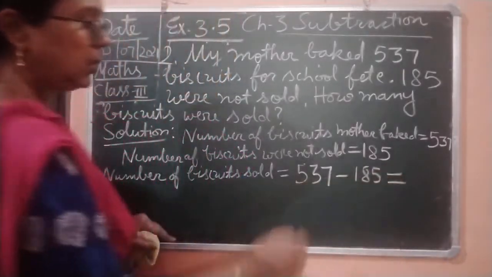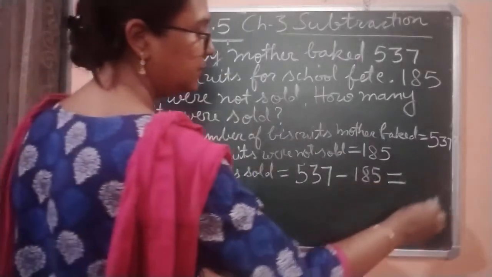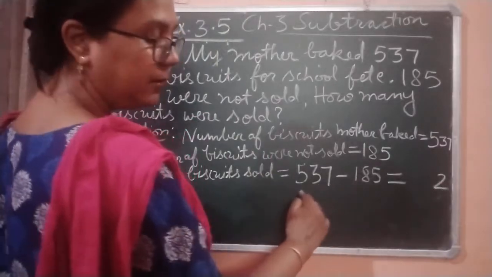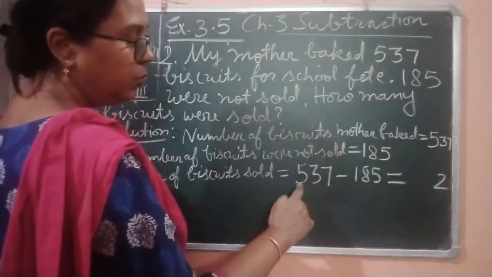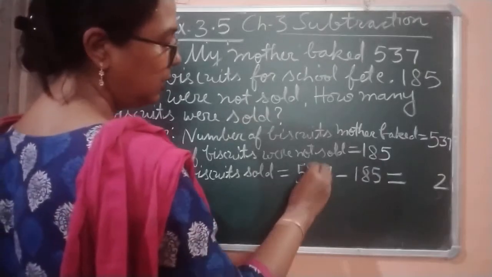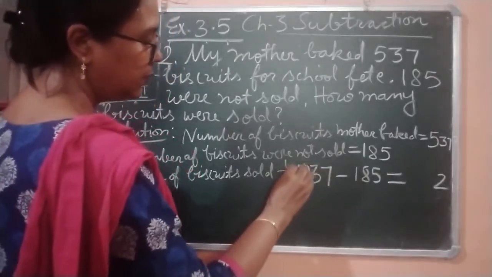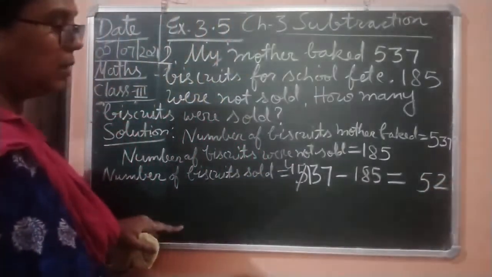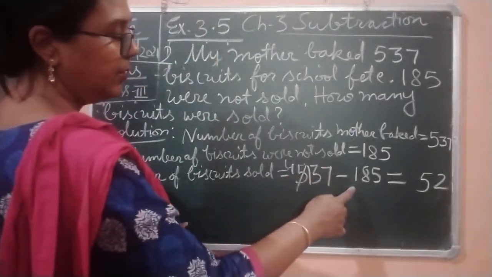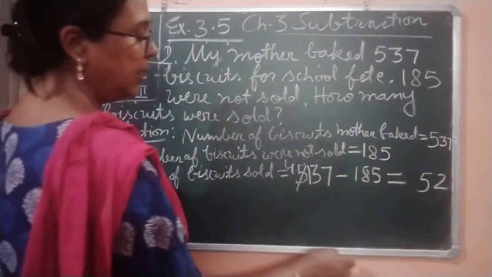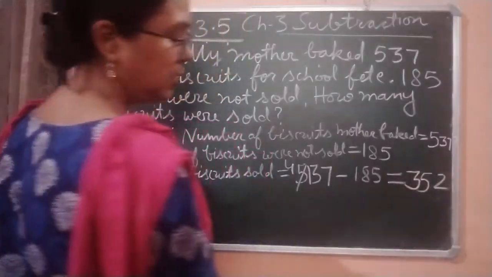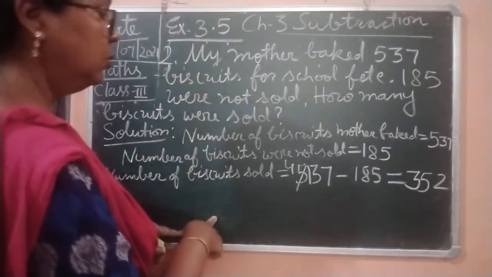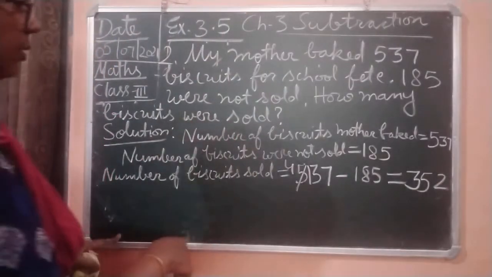Okay, let's subtract. 7 minus 5 is 2. Okay, here you can see 185 and 537 is there. So what we will do, we will ask help to this one. So it will become 13 and here it is 4. So 13 minus 8 is 5. Okay, now because here 4 is left and 1 is there, so we will subtract 4 minus 1. So we will get 3. So here you can see 352.